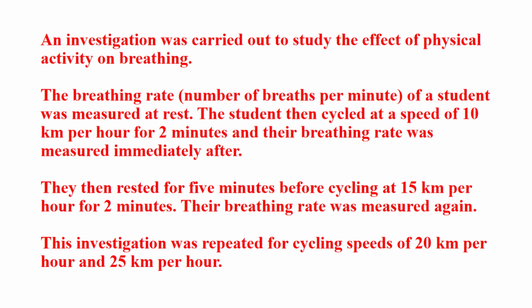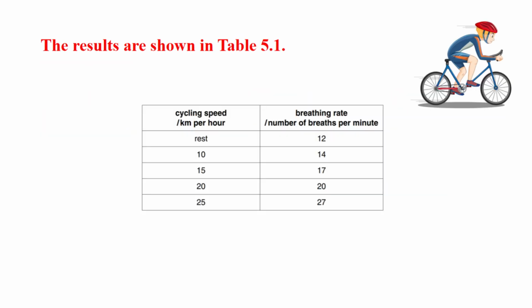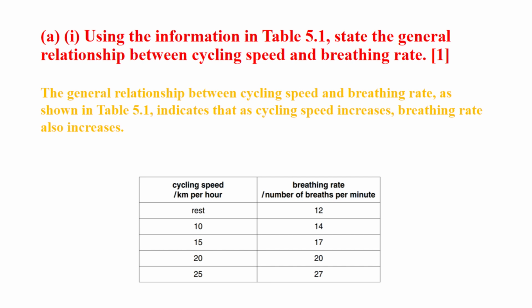In an investigation, a student's breathing was measured at rest, then immediately after cycling at increasing speeds from 10 km per hour to 25 km per hour. The results are shown in Table 5.1. In Part A, Part 1, using the information in Table 5.1, state the general relationship between cycling speed and breathing rate. As expected, the results showed a clear trend. As the cycling speed increased, so did the breathing rate.